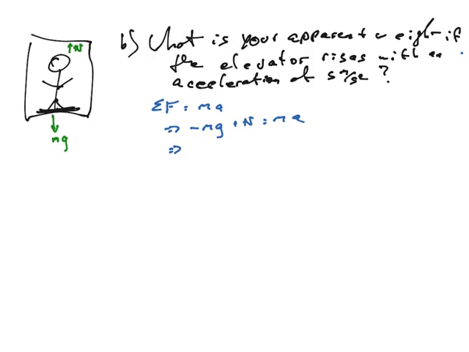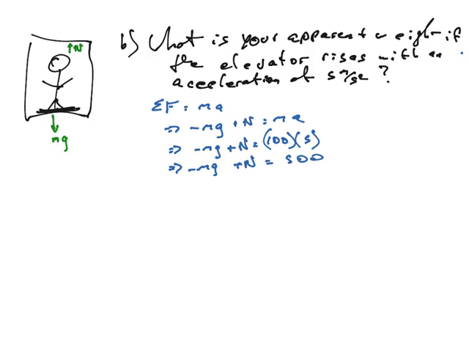All right, let's plug my numbers in. Minus mg plus normal force up equals 100, my mass, times my acceleration. What's my acceleration for this problem? This problem says my elevator rises, so it's positive, with an acceleration of 5. So positive 5. So what do I have? Minus mg plus normal force up is equal to 500.